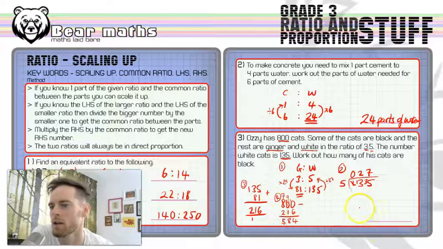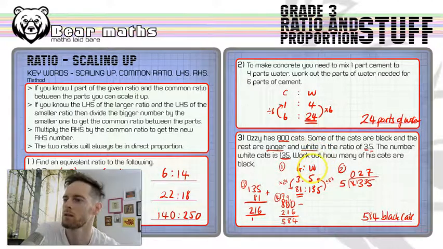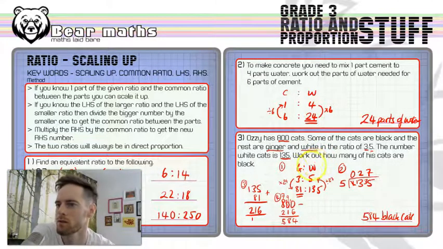So 584, that must be the number of black cats that there are. So there's a lot of black cats. 584 black cats. All right, so you can see how this sort of skill can be applied in a much more complicated question where you've got to interpret the things that you need to do. If you're doing 4 things there, you should be getting 4 marks for a question like that.